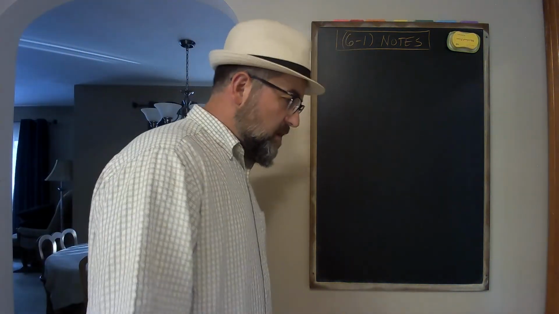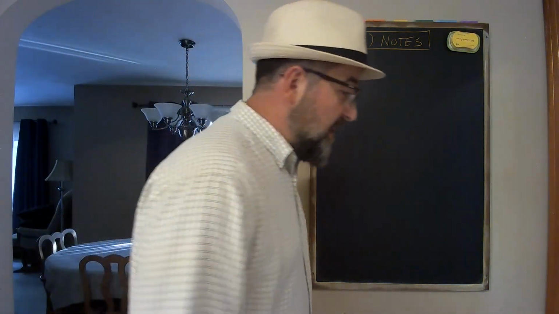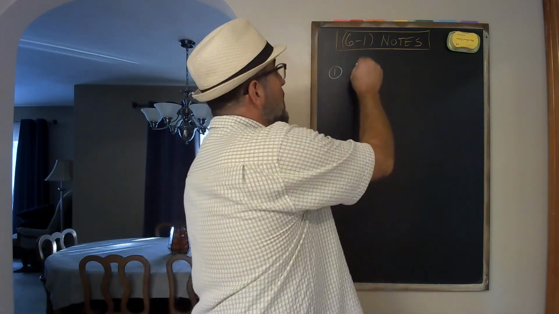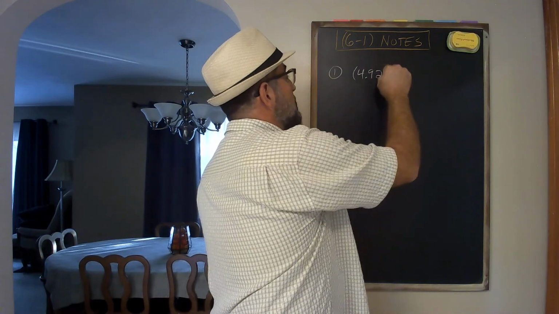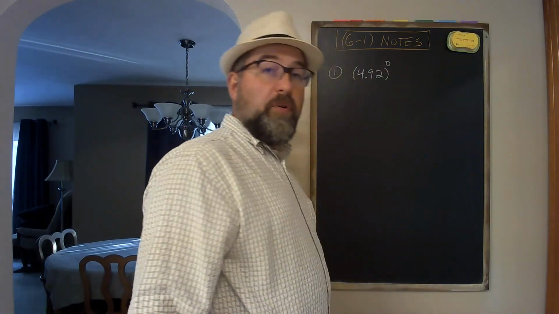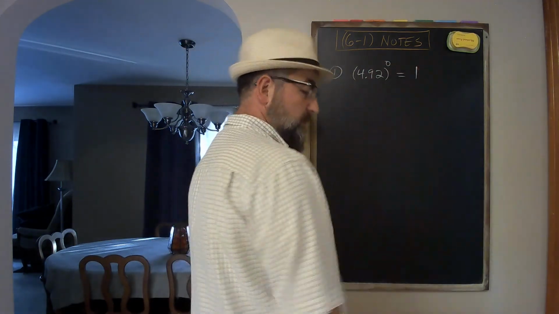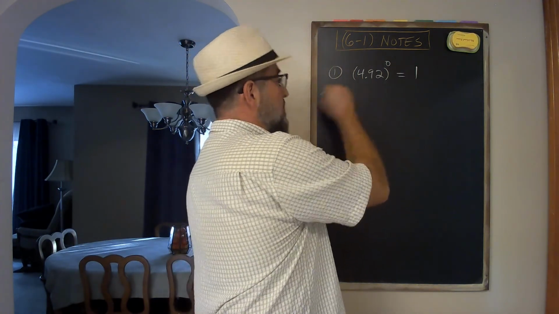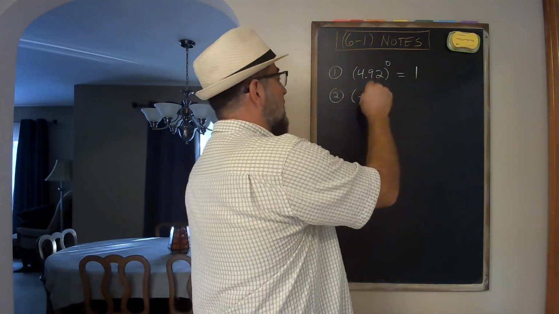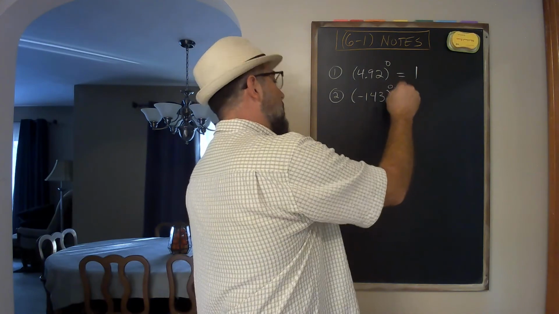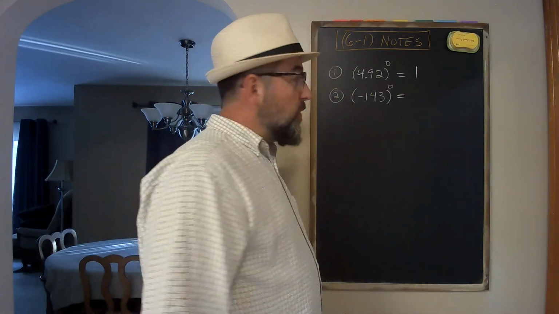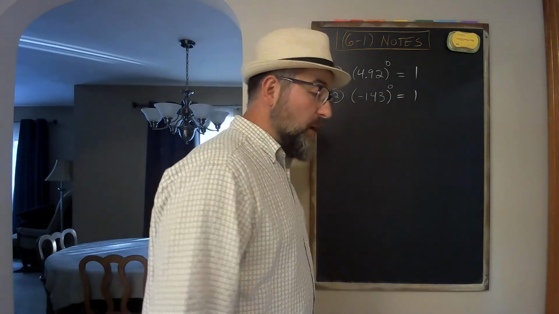Okay, so our first set of example problems, we have to simplify this first problem, 4.92 to the 0. 4.92 to the 0 is 1. The second problem has us take negative 143 raised to the 0. We have to simplify it. We're going to get 1.